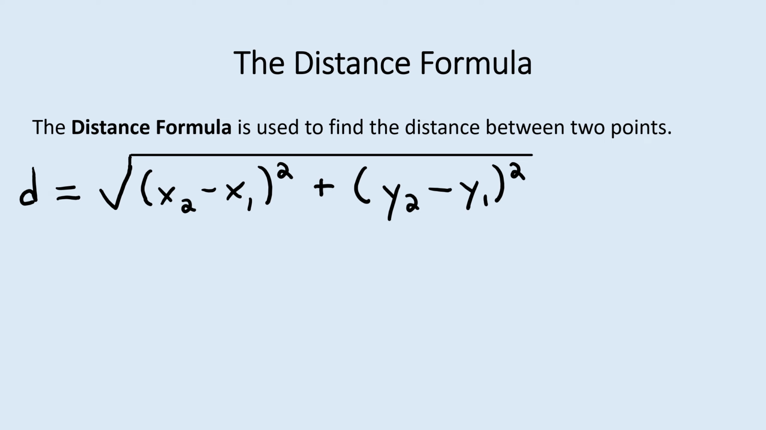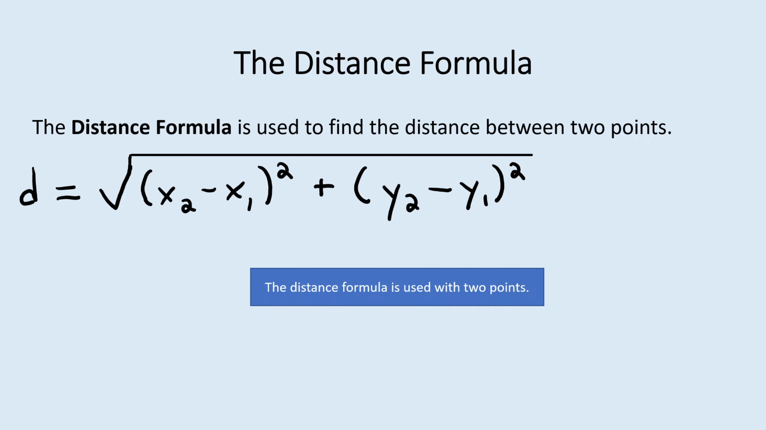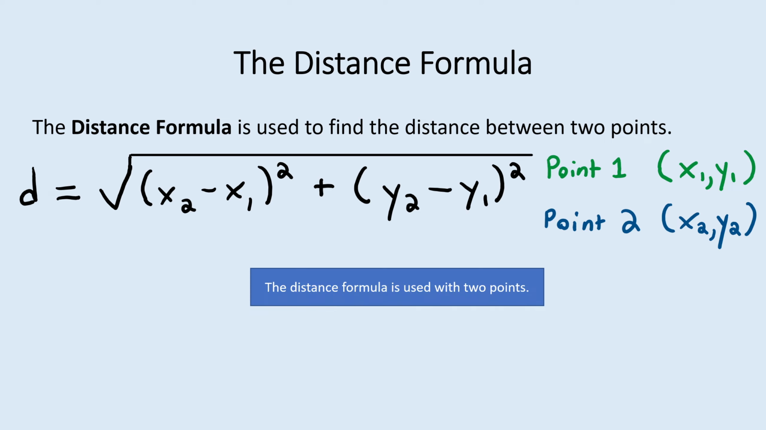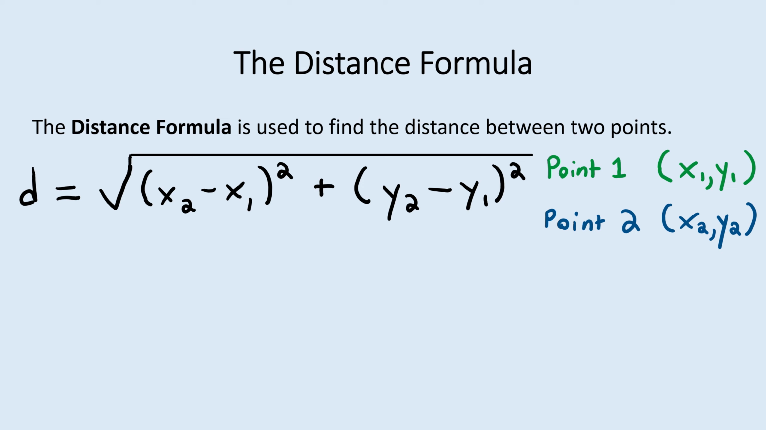Now that we know what the formula is, how do we use it? Well, the distance formula is always used with 2 points. Point 1 contains the x1 and y1 values. Point 2 contains the x2 and y2 values.